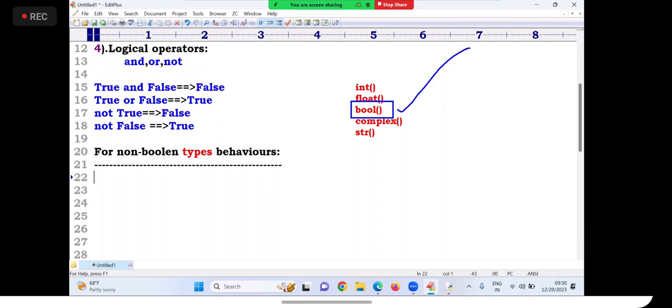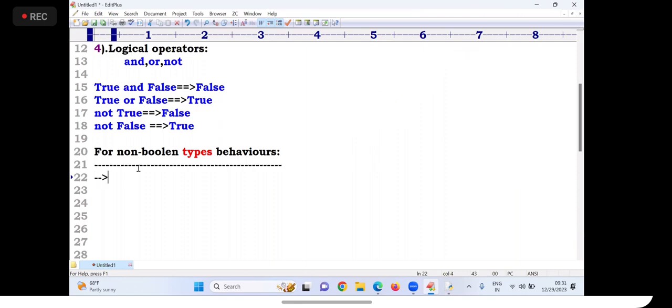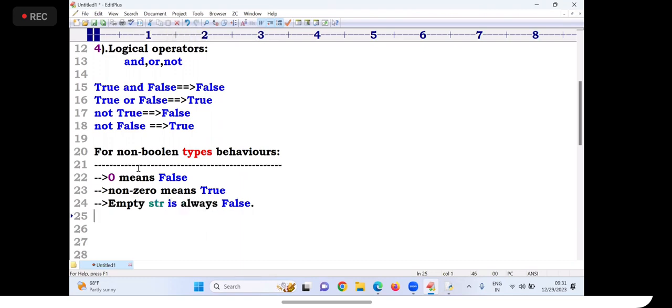0 means false. Non-zero means true. Empty string, false. These 3 I gave. Based on these, we are getting the outputs. In case of 0, what is it? False. Non-zero means true. And the third one, empty string is always false. Remember these 3 rules, okay?